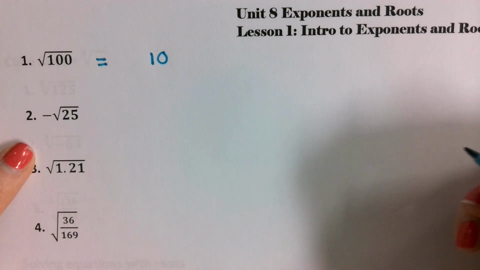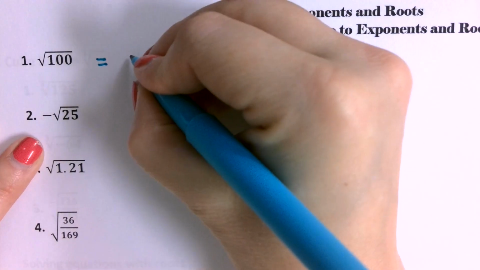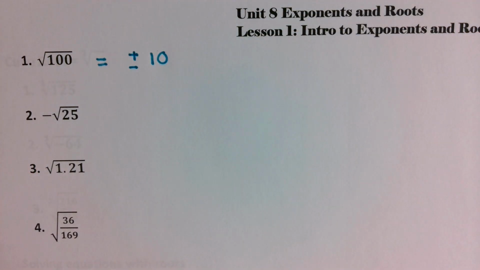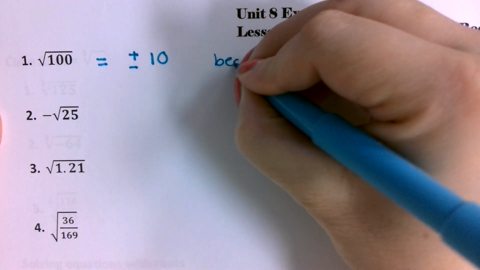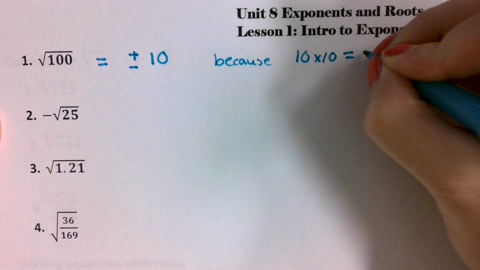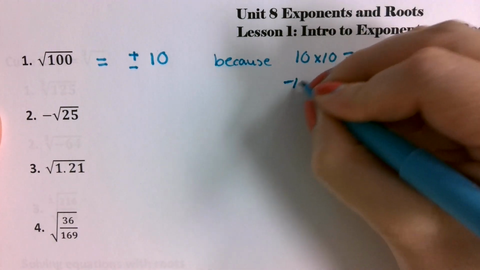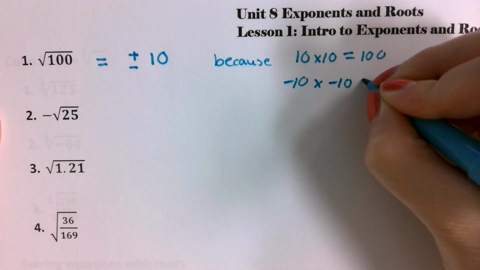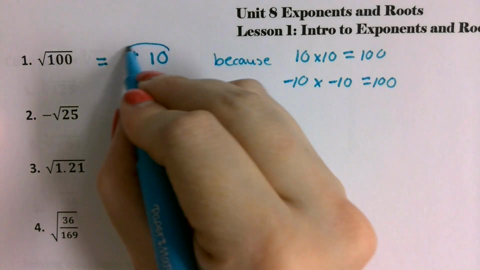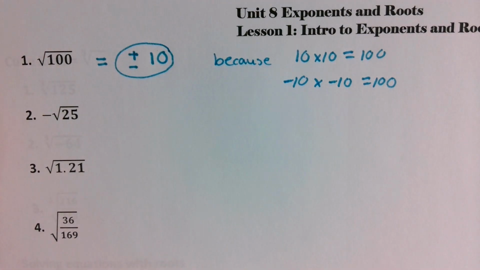Christian, head up. Thank you. So what we do is we put a positive and a negative sign in front of it. That indicates that we're dealing with both positive and negative 10s. Again, because 10 times 10 equals 100, and negative 10 times negative 10 is equal to 100. Okay, so our solution is both positive and negative 10.